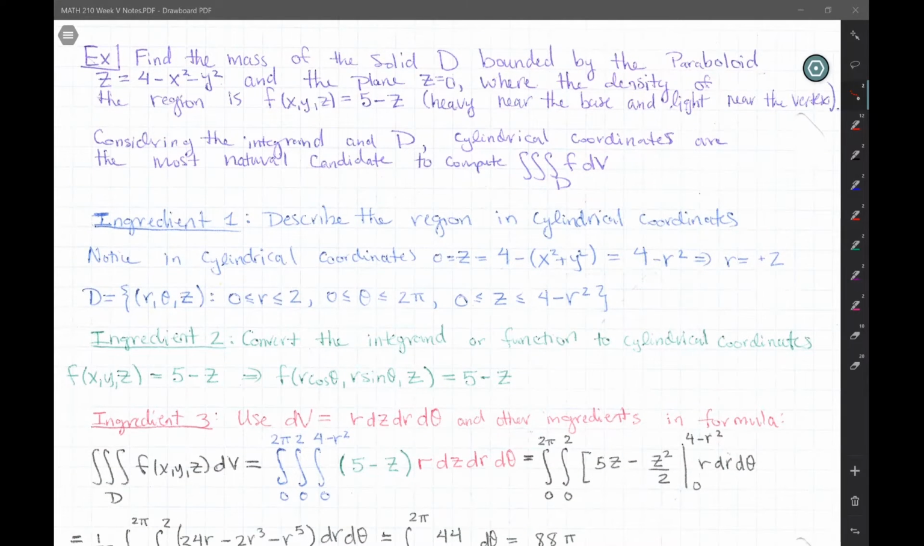So let's take a look at an example of using cylindrical coordinates to do a triple integral. We want to find the mass of a solid D bounded by the paraboloid shown here, z as a function of x, y, and the plane z equals 0. And we are given that the density is equal to 5 minus z, so that as z increases, the density decreases. One way to think about it is that it's heavier near the base at z equals 0 than it is near the top.